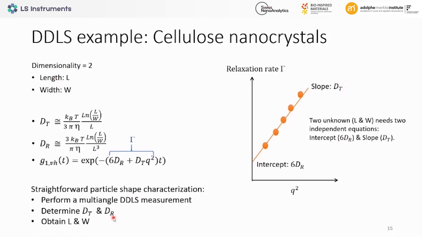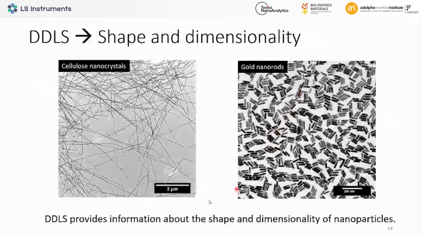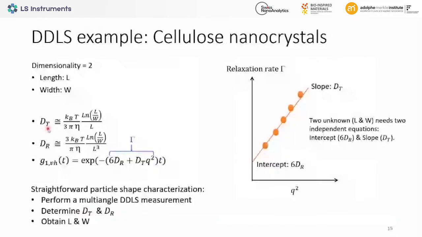For example, if you want to do this for gold nanorods, the process is very similar. What changes is the model. But these existing models are fairly accurate and give very good calculations. One can use this to calculate. Okay, so now I have finished the introduction to dynamic light scattering and depolarized DLS.